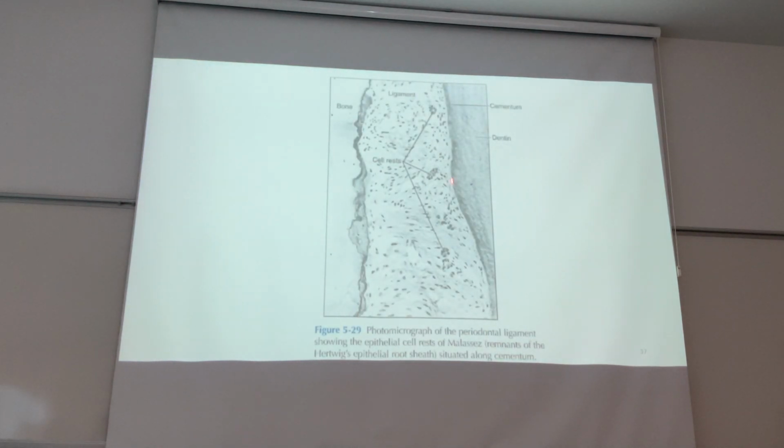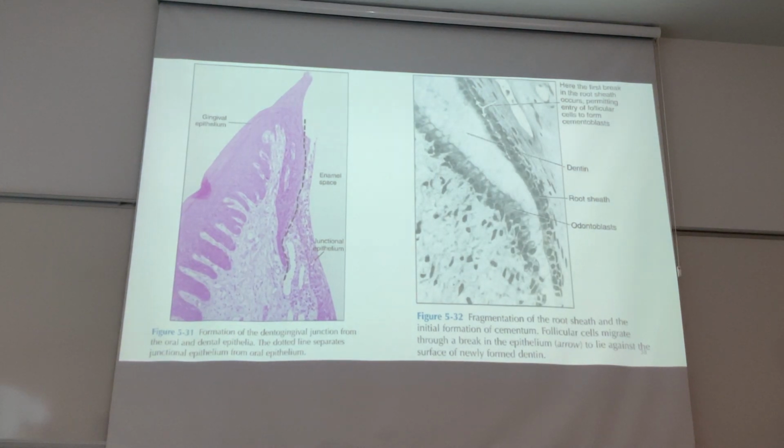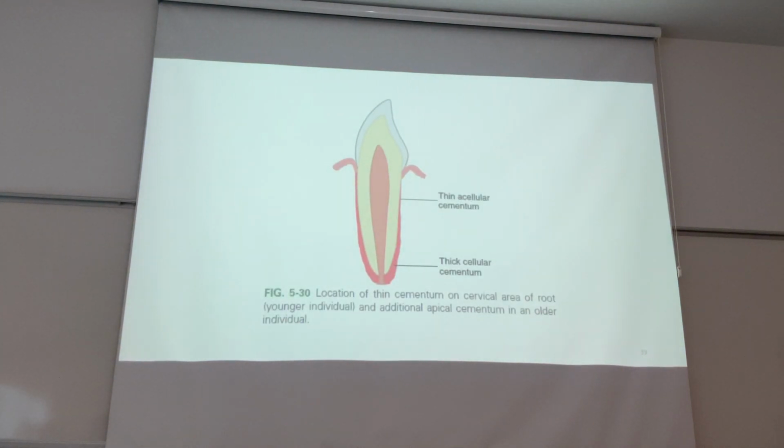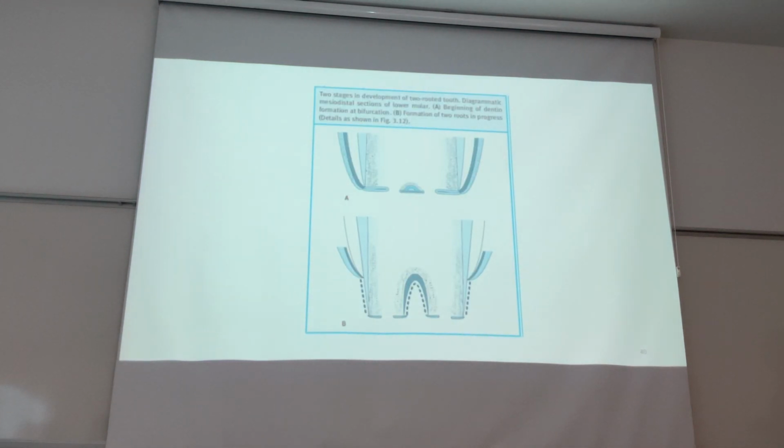This structure is our epithelial rest. And again, you can see here periodontal ligament and cementum. We will talk about those structures. And you can see epithelial rest in the inner side of the root, like the outer surface of the root.